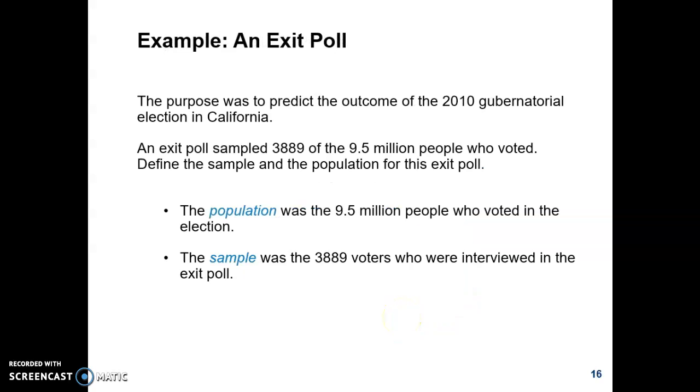An example here is an exit poll. So we have over 9 million people who voted. We're looking at a little bit less than 4,000 in our sample on this exit poll. And here, if you look at the blue, on a question on an exam, you might just leave this blank with a line for each one, and you would fill it in, knowing that it might say which was the population, which was the sample.